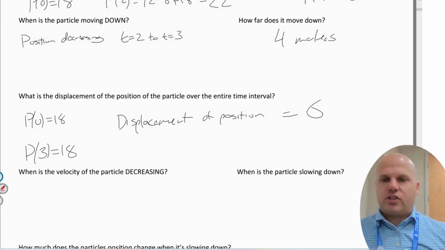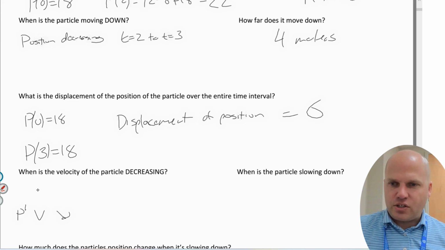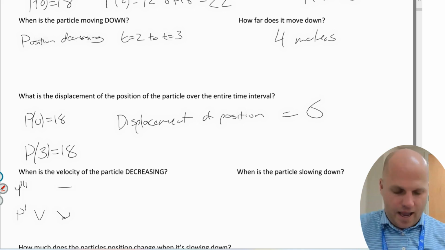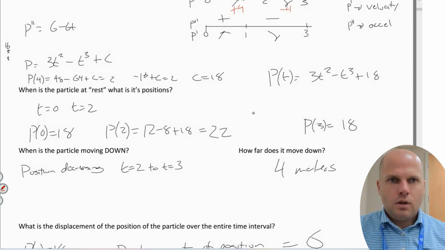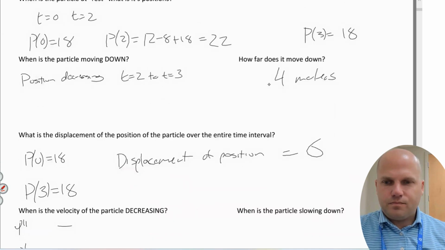Velocity decreases when p prime decreases. That's when p double prime is negative, or that's when a is negative. P double prime is negative from 1 to 3.